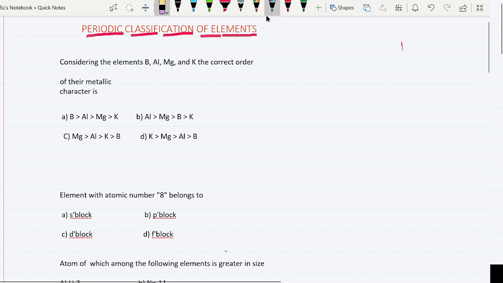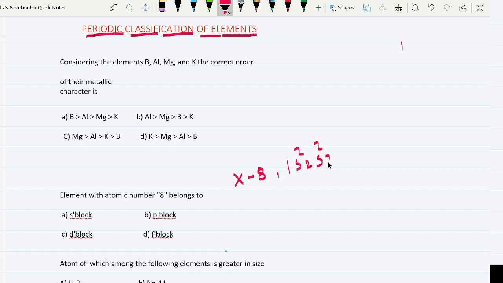Now moving on to the next question, children. Here you can see, element with atomic number 8 belongs to which block? Yes, you know that there are 4 block elements in the periodic table: S, P, D and F block. How to find the block? See here, let us say X is an element with the atomic number 8. We need to write the electronic configuration first, that is 1s2, 2s2, 2p4. After that you see at last where the electrons are entering. If it is P, then write it is a P block element.